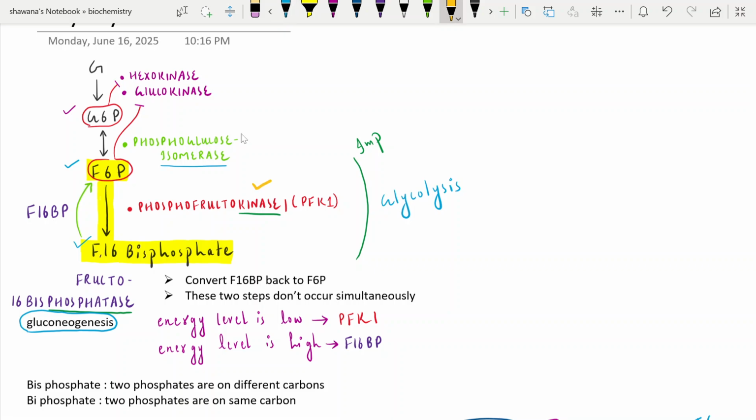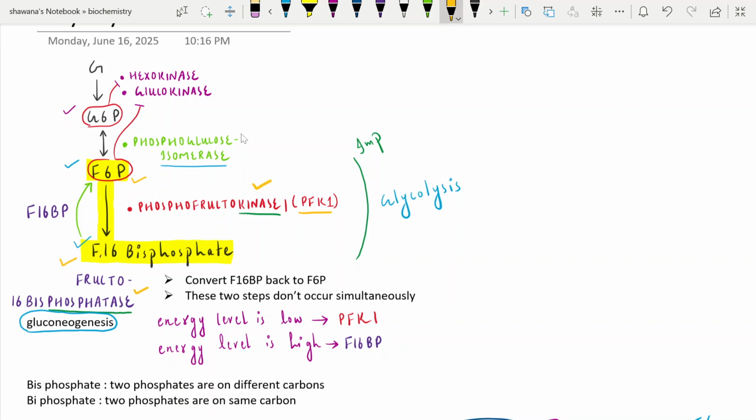I need you to understand that there are two kinds of enzymes. First is kinase and the other is phosphatase. What is the difference between these two enzymes? Kinase adds a phosphate group to the substrate, and phosphatase removes the phosphate group from a compound. It means that PFK1, which is a kinase, will add a phosphate group to fructose 6-phosphate, and fructose 1,6-bisphosphatase is going to remove a phosphate group from fructose 1,6-bisphosphate and convert it back into fructose 6-phosphate.